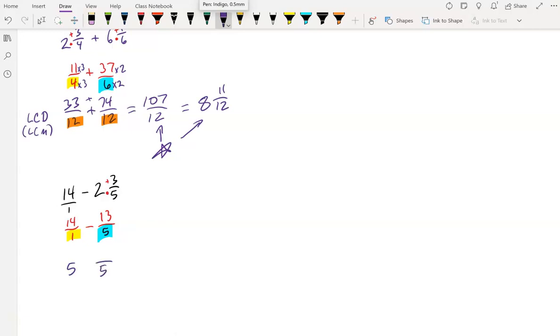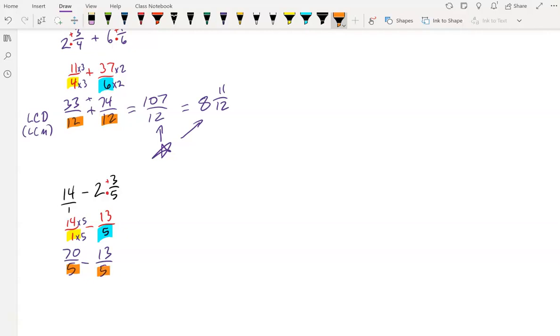1 goes into 5, 5 goes into 5. So now I can keep 13/5 as 13/5. That doesn't have to change, but I have to multiply 1 times 5 to make 5. I multiply 14 times 5, and that happens to be 70. So now I have 70/5 minus 13/5.